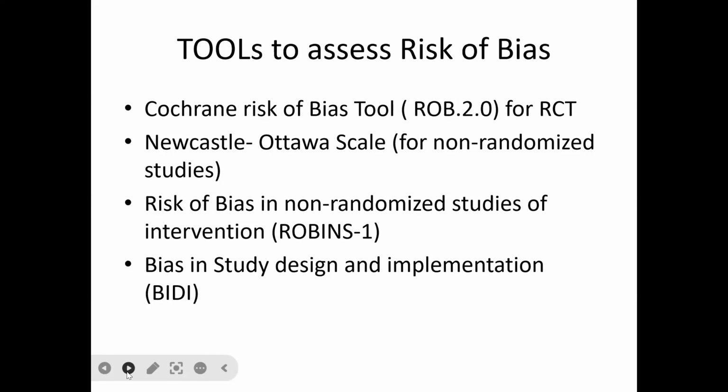There are well-defined tools to assess the risk of bias. This one is the Cochrane Risk of Bias Tool, ROB 2.0, for RCTs. Then there is the Newcastle-Ottawa Scale for non-randomized studies, and Risk of Bias in Non-randomized Studies of Interventions, ROBINS-I, and bias in study design and implementation. I'm not going to go into the details of the tools, but I will take as an example the tool which ESHRE has given for guideline formation. Yes, next.